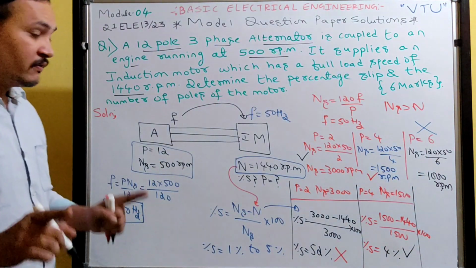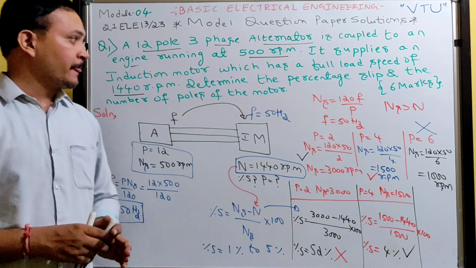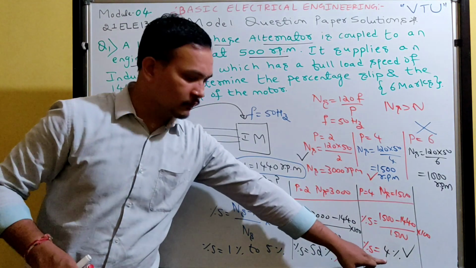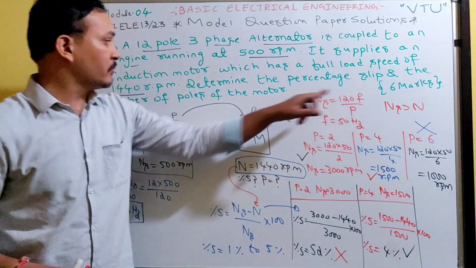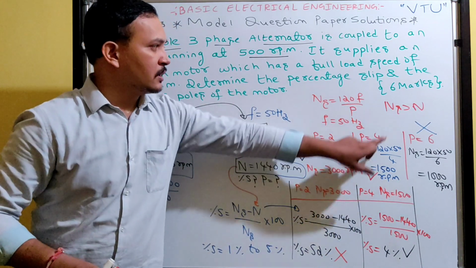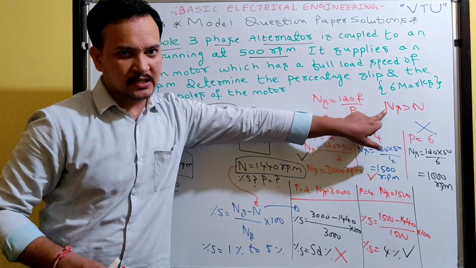So therefore, the final conclusion is, what should be the percentage slip? Percentage slip will be 4%. And what is the number of poles? The number of poles is 4, because with 4 poles the speed is also satisfied.